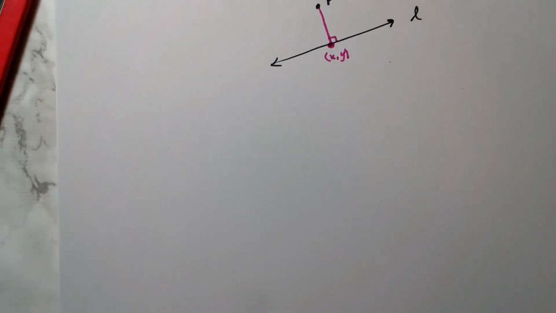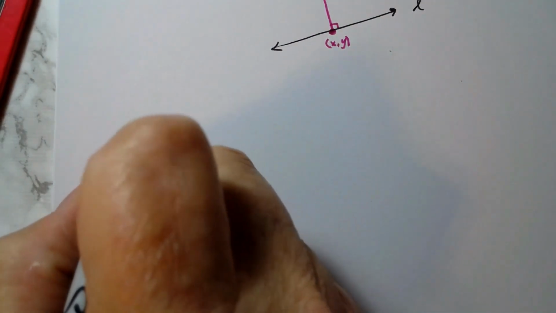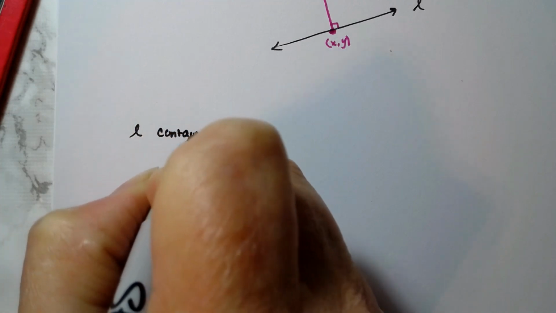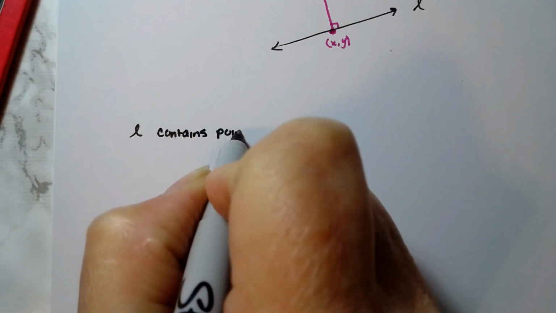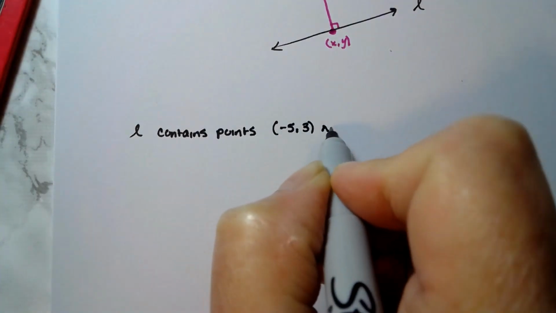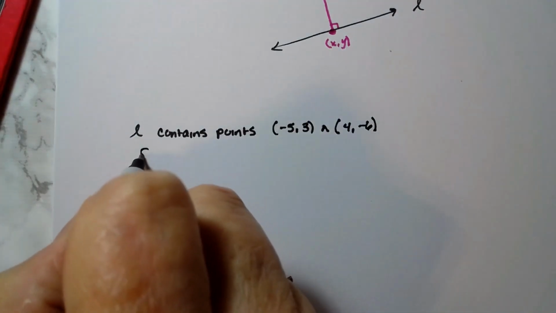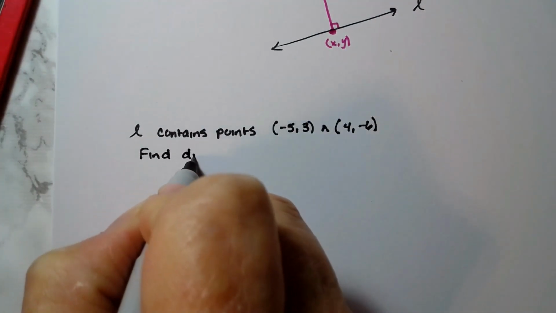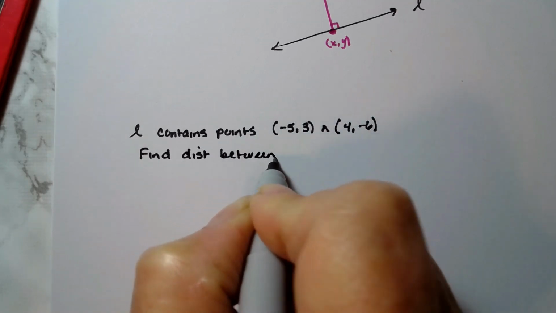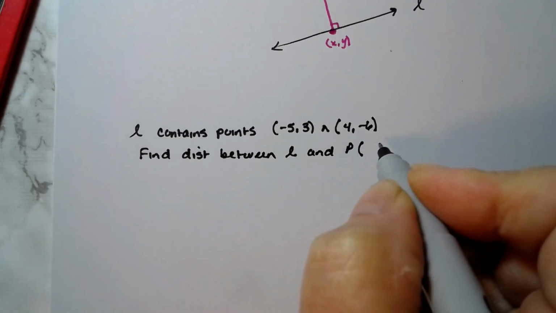So I'm going to go back over the first example we did in class. The example was that the line L contains points -5, 3 and 4, -6, and we want to find the distance between the line L and a point 2, 4.